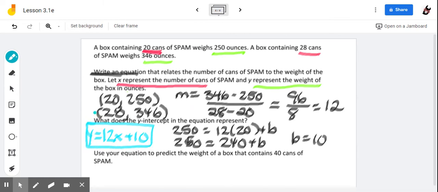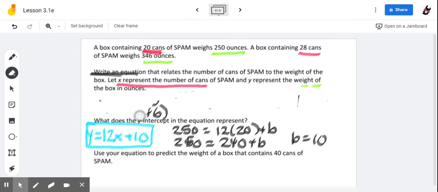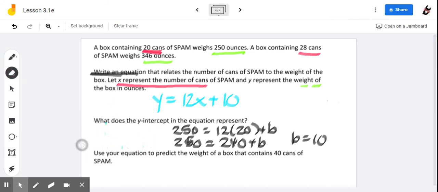And then I have to talk about what that y-intercept means. Okay? So now that we have the equation, I'm going to clear off a little bit of space here where we found the slope. I'm going to move the equation up here to the equation part. Give me just a second. All right, so let's put our equation y equals 12x plus 10.